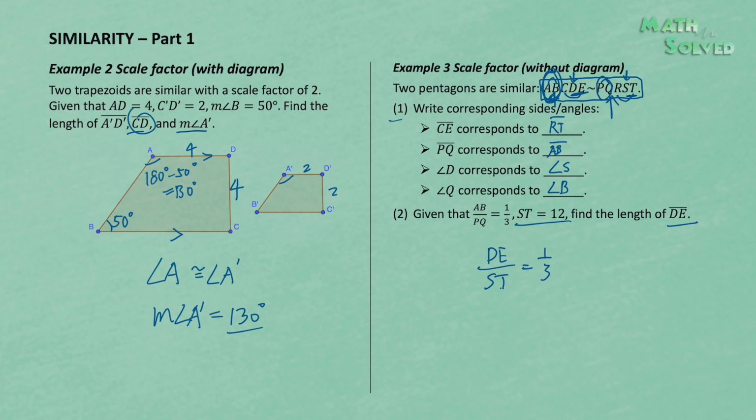But you need to be careful here. If you put ST over DE, that should be equal to 3. Okay, just need to be careful on this point. So DE is equal to 1/3 times ST, that is 1/3 times 12, which is equal to 4.